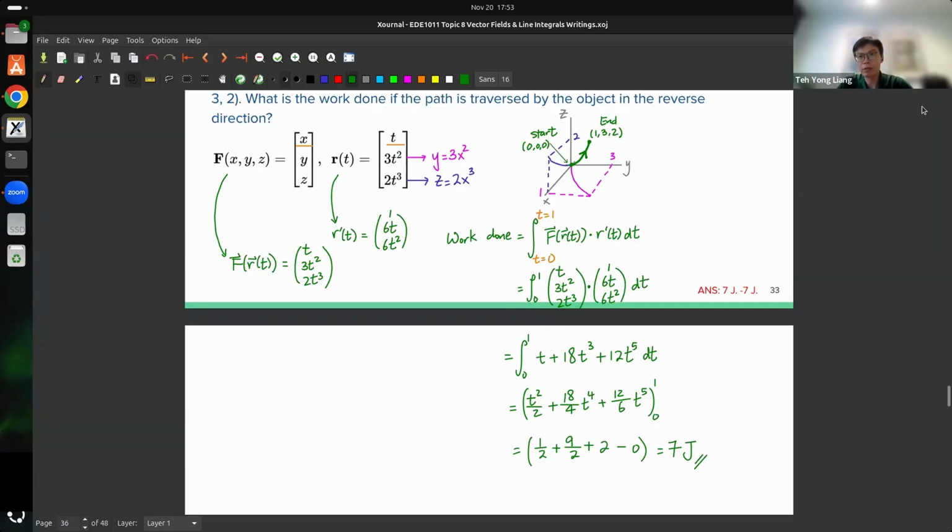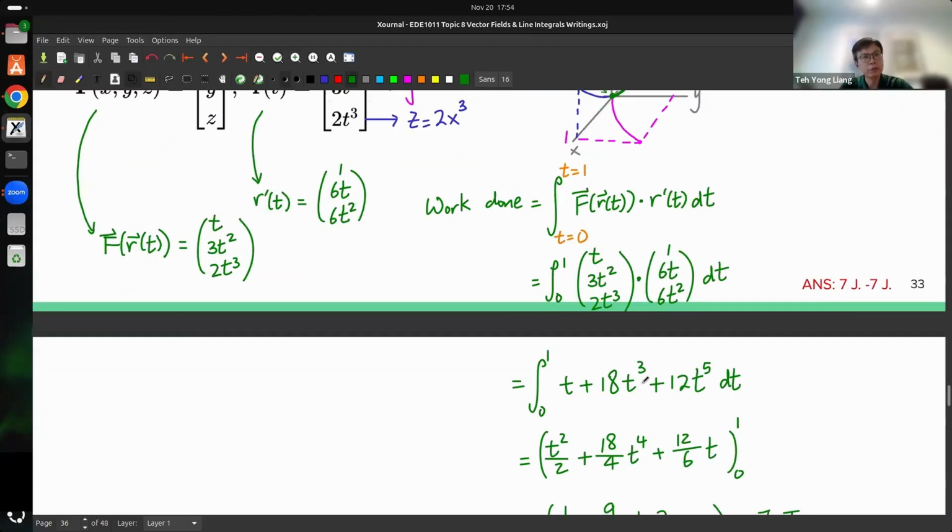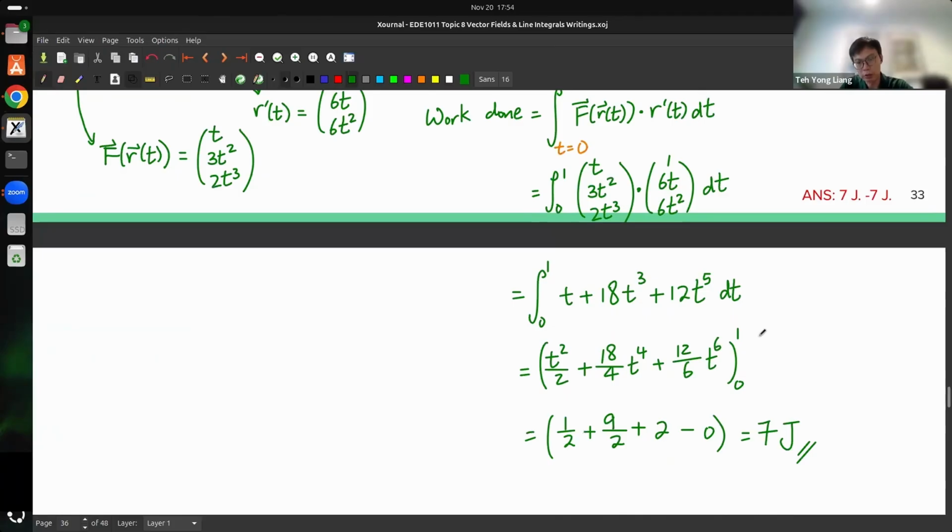Let me look at the t to the power of 6. What is it, t to the power of 6? Oh, yeah, you're right. Sorry, this should be t to the power of 6. I should integrate, correct now? Okay, it is t to the power of 6. Absolutely right. But the answer is still the same. Thanks. Any other questions?